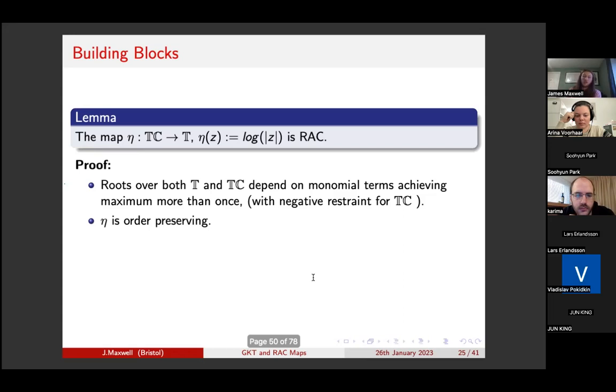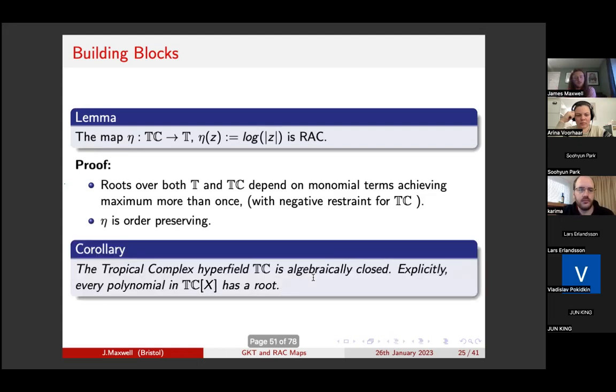So, like I mentioned earlier, the way that roots are achieved over the tropical hyperfield and the tropical complex hyperfield are very interlinked. It's about when monomial terms are achieving their maximum more than once, and with this kind of negative convex restraint over the tropical complex hyperfield. And it's the fact that this eta map has some nice order preserving properties. So this is actually a RAC map. It's a really nice example. And what we did is, can we now build on this RAC property of univariate polynomials to generalize it to n-variable polynomials?